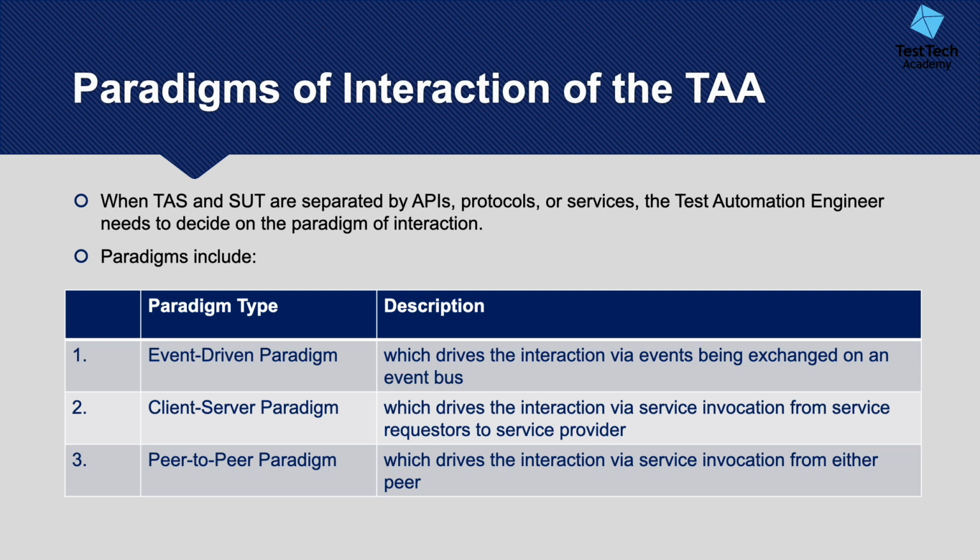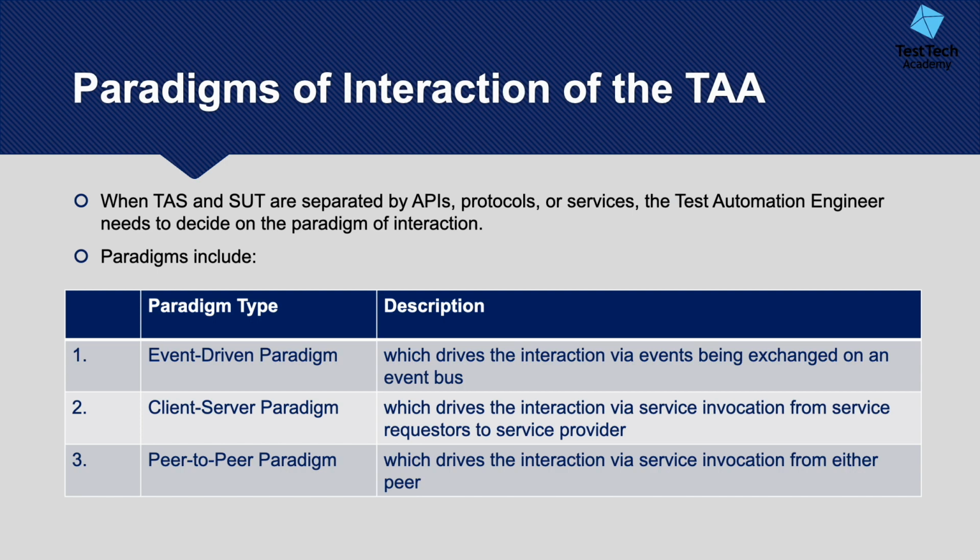In this paradigm, the interaction between the test automation system and the software under test occurs via service invocation from either peer. Picture two friends having a conversation where they can both initiate and respond to each other's messages. Similarly, in automated testing, both the test automation system and the SUT act as peers, where either one can initiate communication and exchange information as needed.